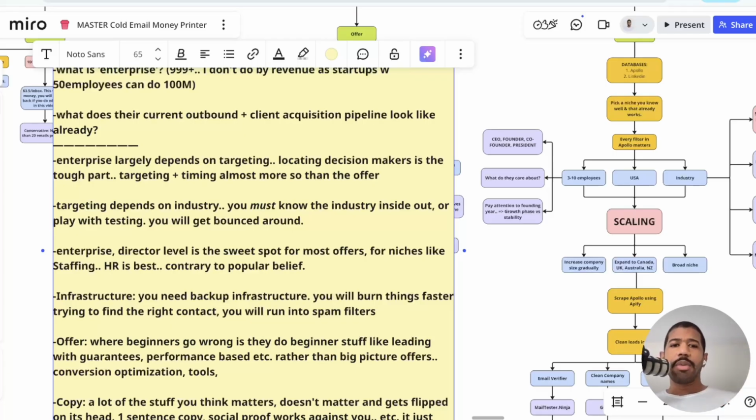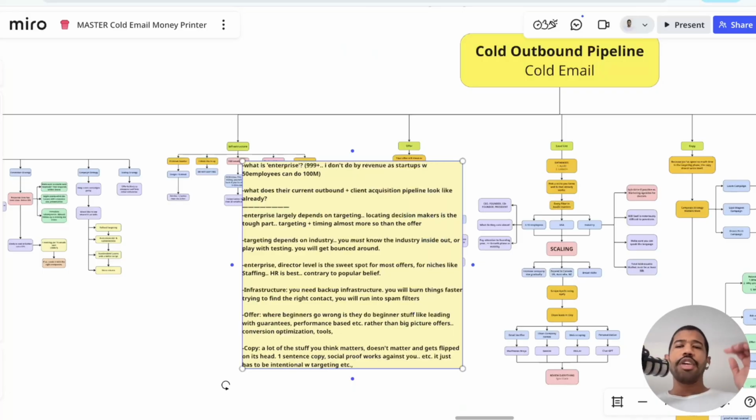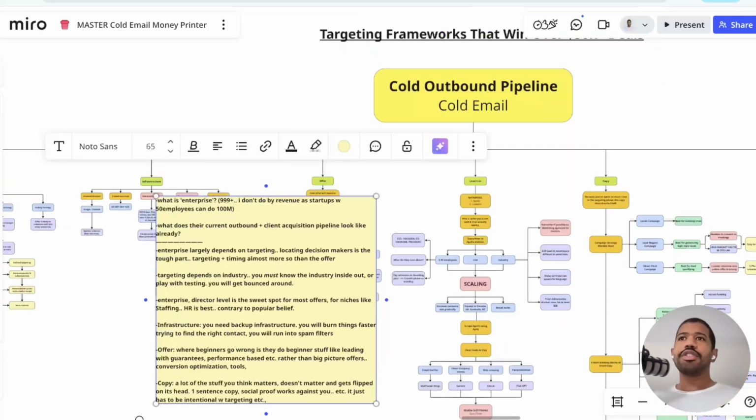So when we talk about enterprise companies, again, this is just a mental framework, I would say, all in all things considered, and not even looking at the niche or the industry, director level is the sweet spot for most offers.